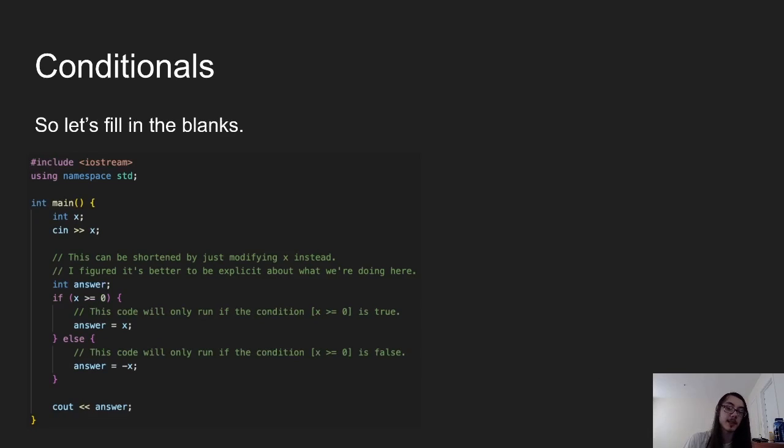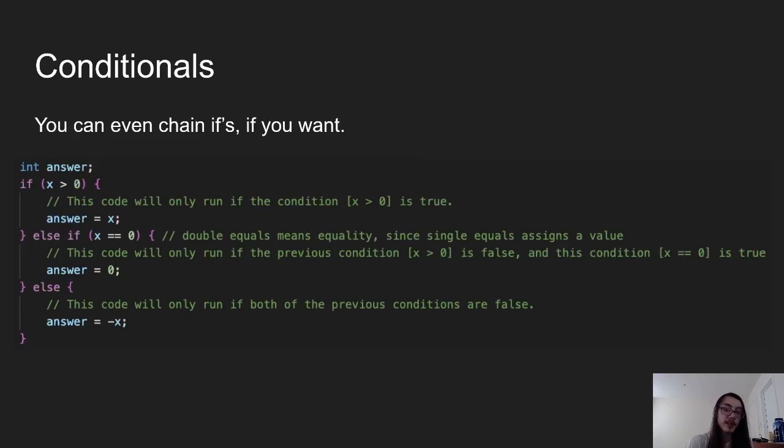If x is greater than or equal to 0, our answer should just be x, and else, x is less than 0, so our answer should be negative x. And we've done input and output here. You should be fairly used to those already, so that's all standard. And you can even chain ifs, though in this example it's dumb to do so.